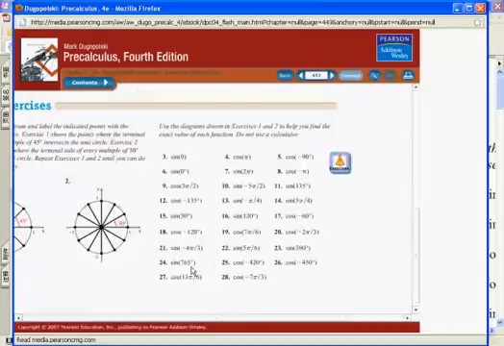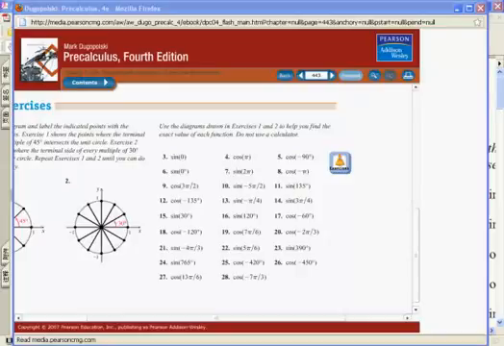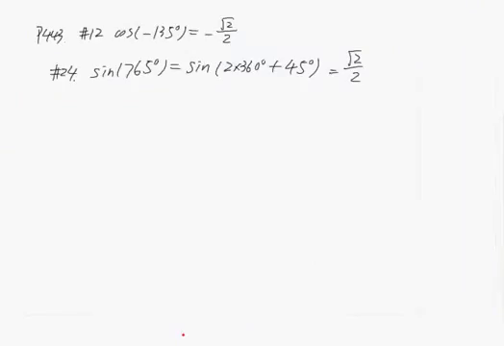Now let's look at one problem. The problem 27 on page 443. We need to find the cosine of 13 pi over 6. So it's page 443, problem 27. Find the value of cosine of 13 pi over 6.